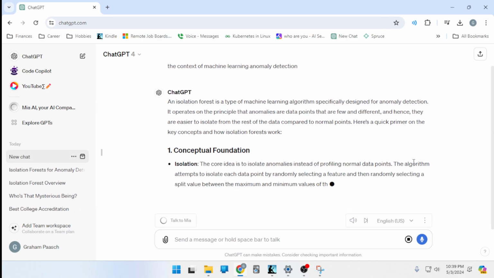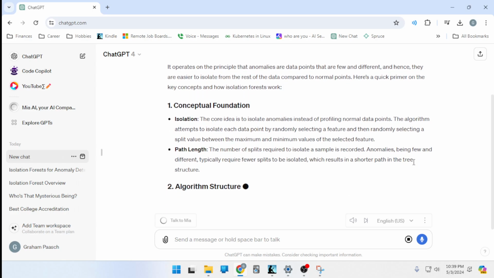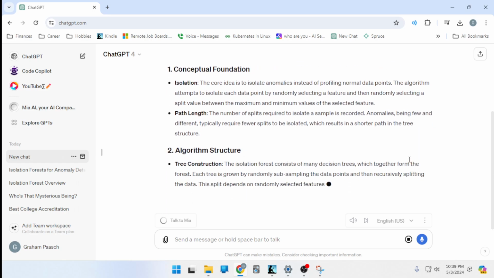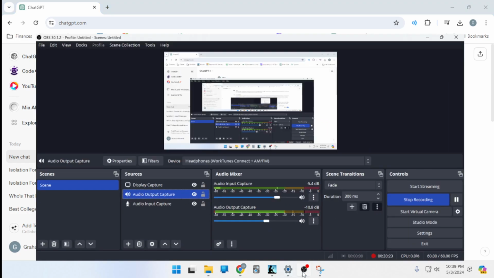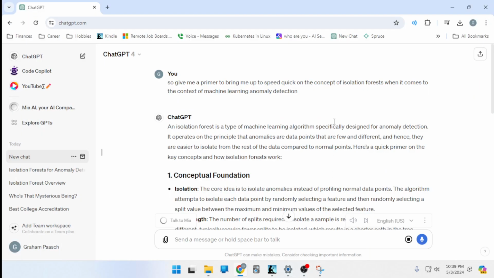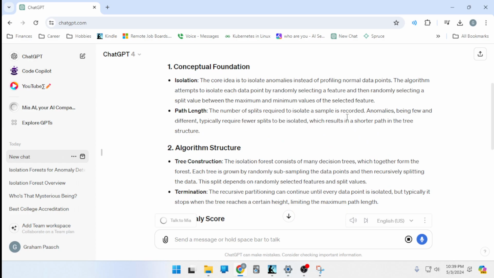An isolation forest is a type of machine learning algorithm specifically designed for anomaly detection. It operates on the principle that anomalies are data points that are few and different, and hence, they're easier to isolate from the rest of the data compared to normal points. Here's a quick primer on the key concepts and how isolation forests work. 1. Conceptual foundation: isolation. The core idea is to isolate anomalies instead of profiling normal data points. The algorithm attempts to isolate each data point by randomly selecting a feature and then randomly selecting a split value between the maximum and minimum values of a selected feature.